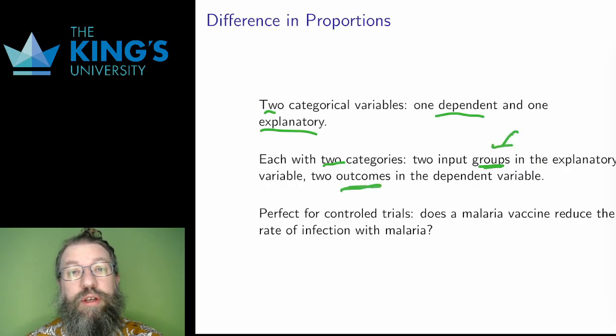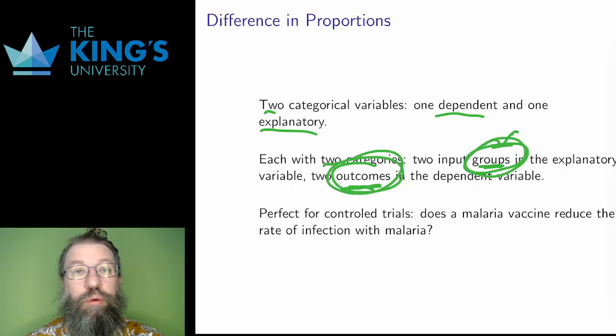Then there are two outcomes in the dependent variable. Again, these can be any kinds of pairs, happy or sad, tall or short, healthy or infected, so on. The question is always this: do the two groups have different outcomes? And this is measured in percentages. If the percentage of one outcome versus the other differs between the two groups, the statistic that measures this is the difference of the percentages, the difference in proportions.